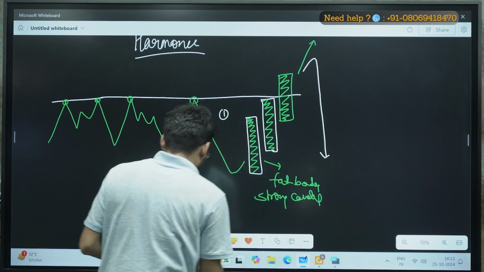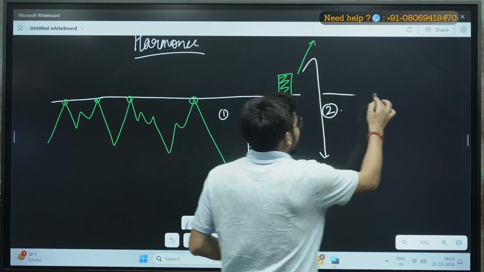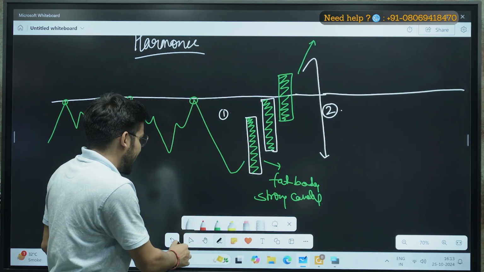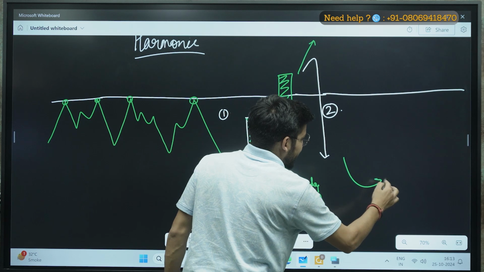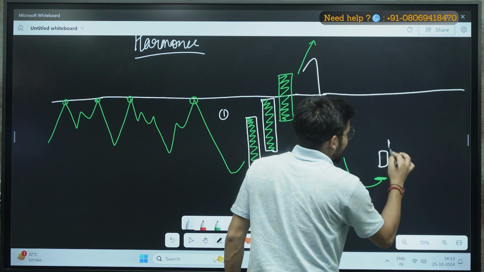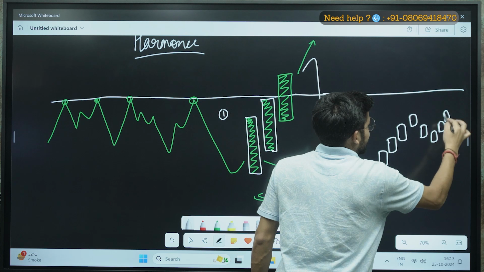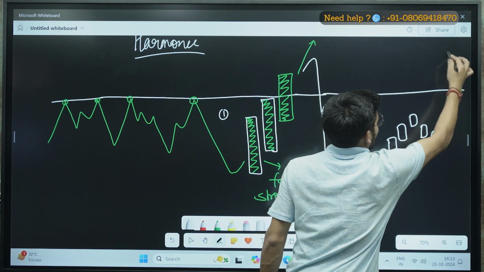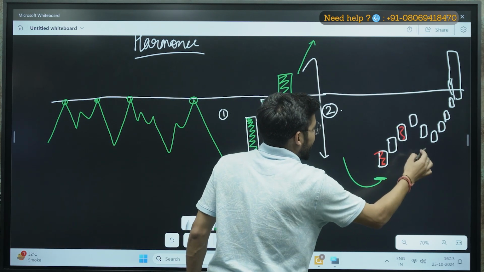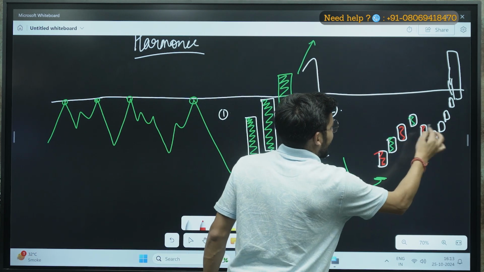So suppose now I'm giving you a second condition. Now in the second condition, this is the same exact resistance level, and in this example my market is again trading somewhere like here, and then there are a few candles moving like this in the market, and then there is a breakout, and this breakout is of a very good candle. There can be some green candles here, some red candles, like this, some are green and some are red.